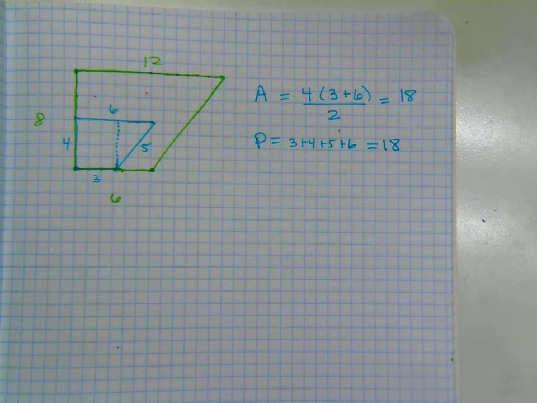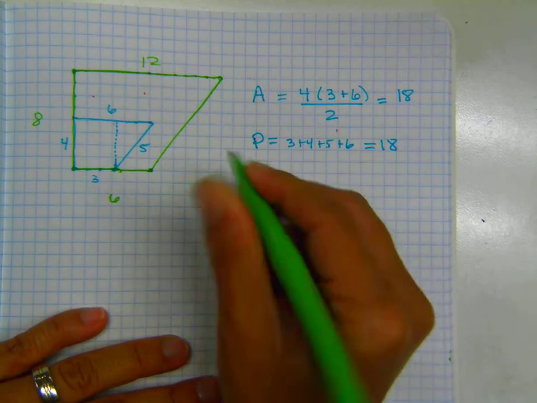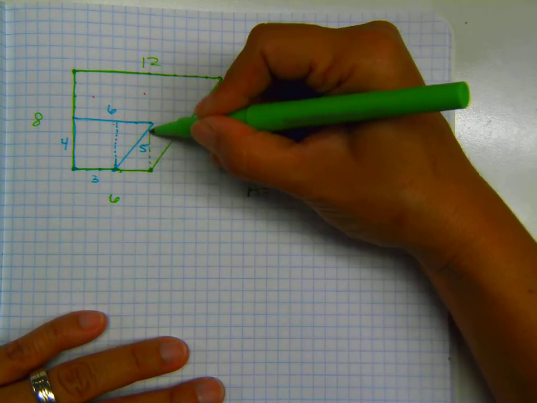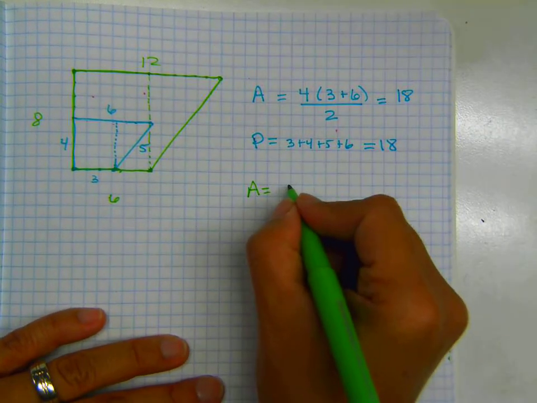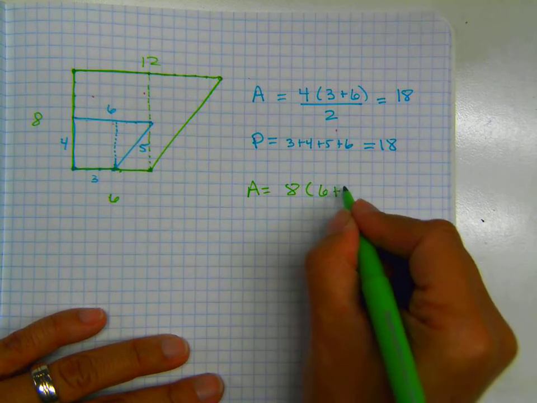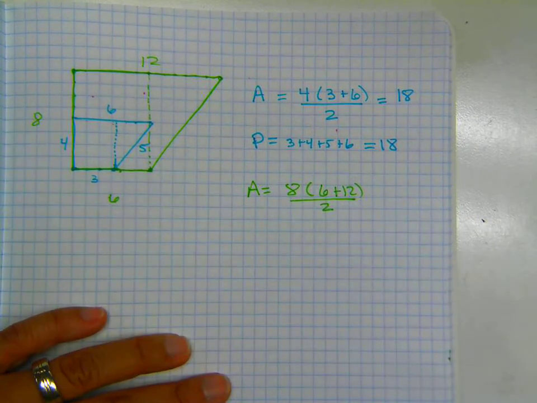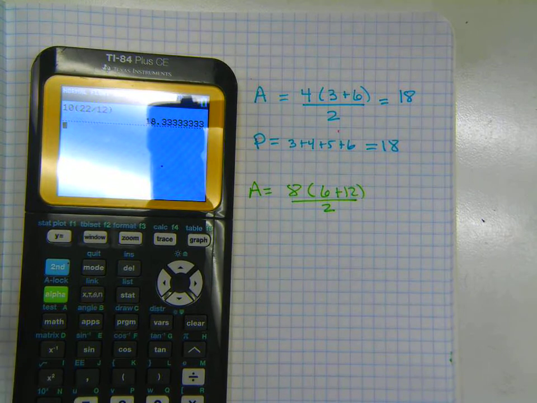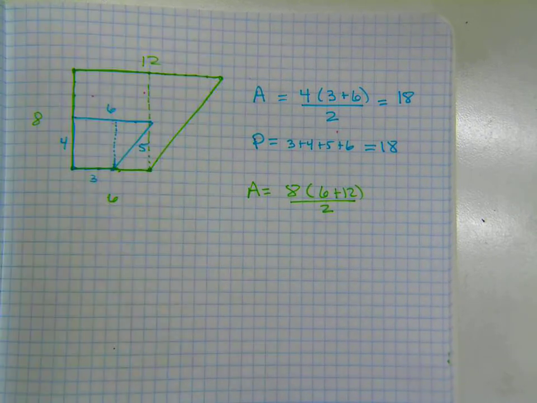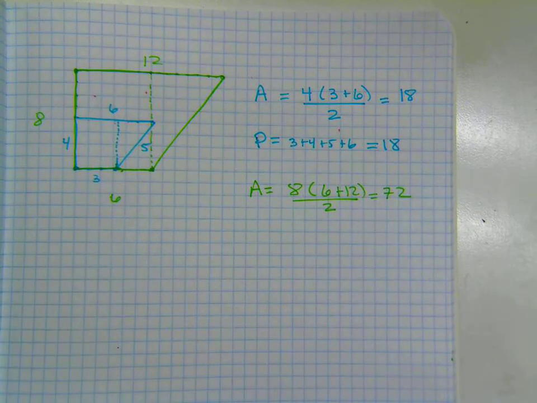All right, next one I'm going to do in green. The area of the large trapezoid. Again, this is going to be 8, right, because that's 8, times 6 plus 12 divided by 2. So that's going to be 18. So I'm going to use a calculator so I don't mess this up. So we have 8 times 6 plus 12 is 18, divided by 2, and that's 72.